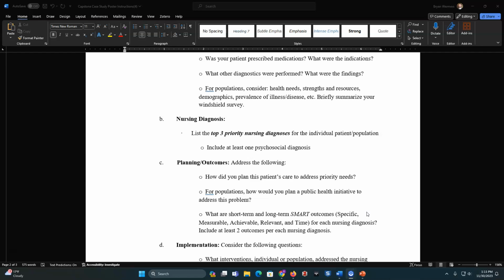So make sure that you really have that down. Make sure that you can answer it as a yes or no at the end of your shift or at the end of your time frame. And then have at least 2 outcomes per each nursing diagnosis.